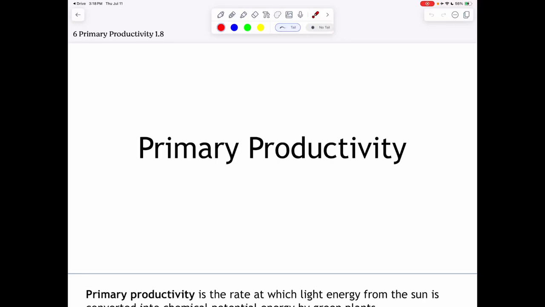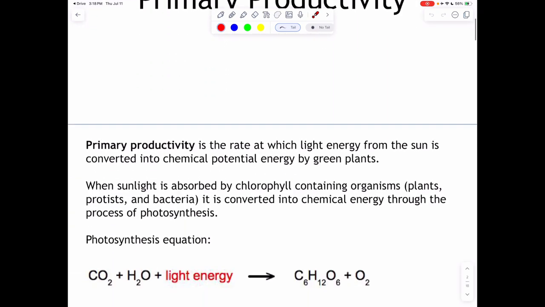All right, this topic is 1.8 from College Board. It is primary productivity, and it is essential to any ecosystem. And we're talking about this word, which will become a measurement that describes the energy that is coming into an ecosystem by our producers.